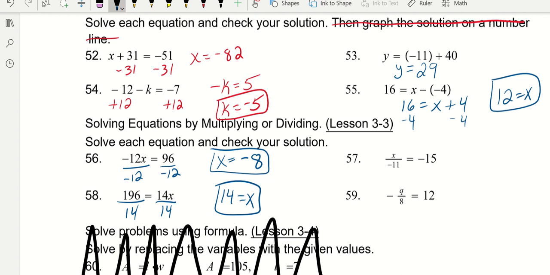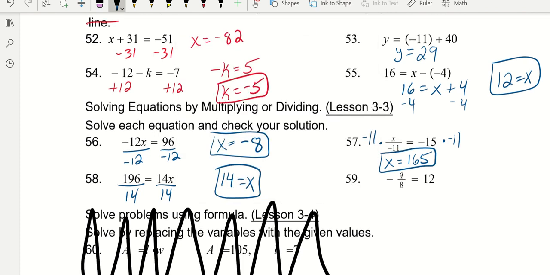All right, 57. x divided by negative 11. What is happening between the x and the negative 11? Division. What's the inverse of division? Multiplication. So we multiply by negative 11. Again, please show this multiplication up in the numerator, not the denominator. We multiply by negative 11 on both sides. And by the way, a negative divided by a negative is a positive, so we're left with positive x equals, on the right side, a negative multiplied by a negative is a positive. 15 multiplied by 11 is going to be 165.